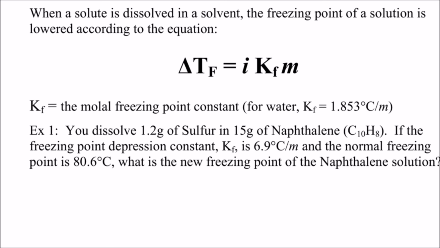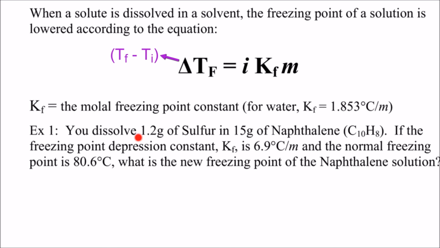Okay, so since they're asking for the new freezing point, that means they want the final freezing point. Remember, change is equal to final minus initial. Okay, so they give me the normal freezing point of naphthalene, so this is the initial freezing point. They've given me the grams of sulfur, and they're telling me that I'm dissolving the sulfur into the naphthalene. So that means this is the solute, and this is the solvent.